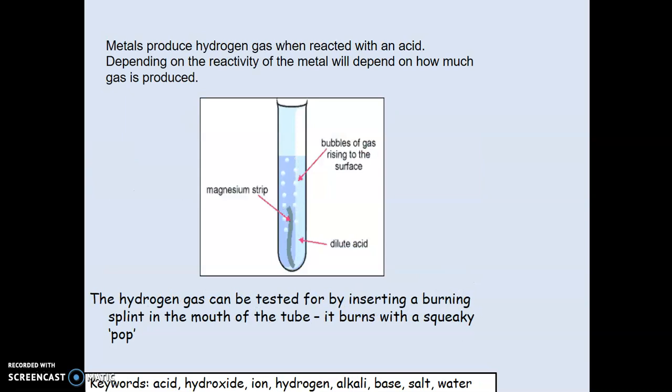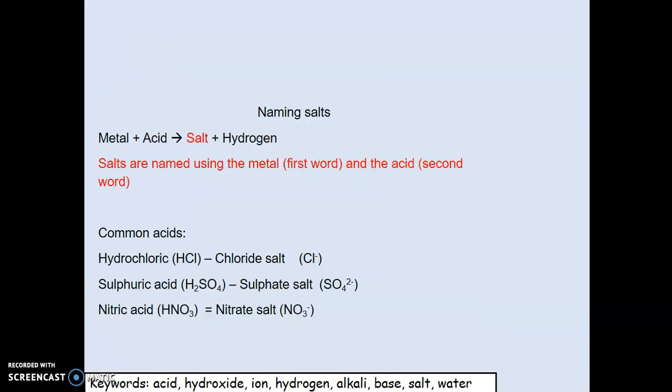Depending on the reactivity of the metal, and to some extent the concentration of the acid, that will dictate how much gas is produced. You can test for hydrogen gas by inserting a burning splint into the mouth of the tube, and it will burn with what we call a squeaky pop. So the test for hydrogen gas is the squeaky pop test, as you will cover later.